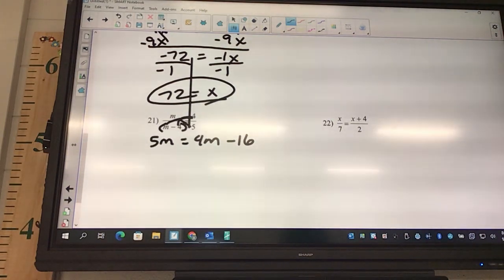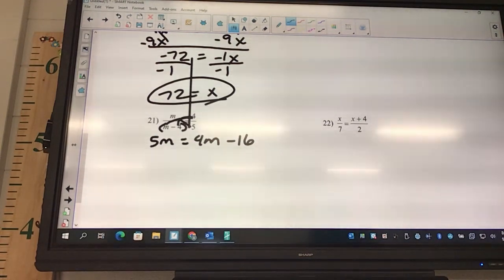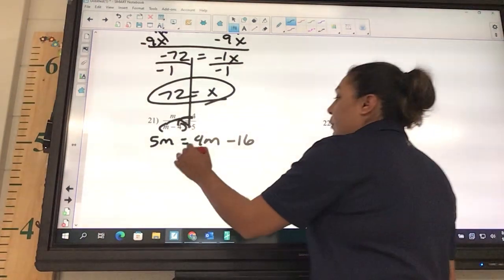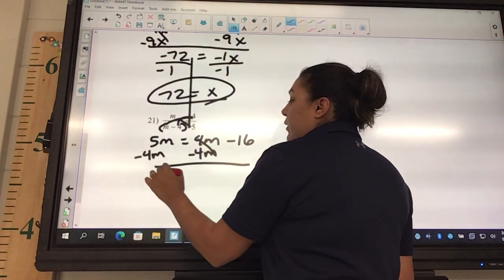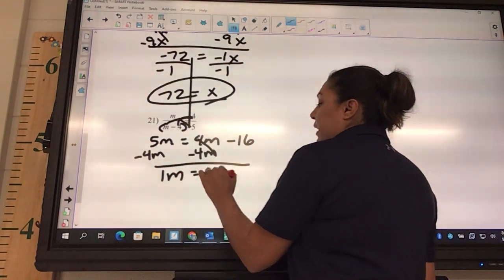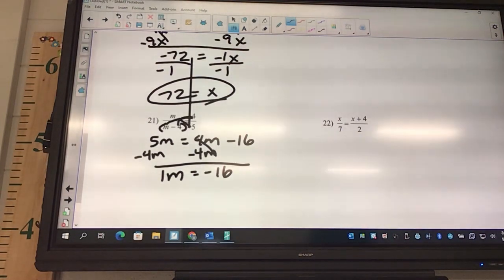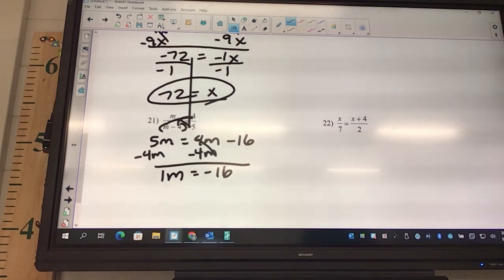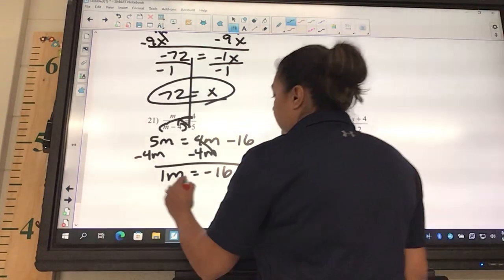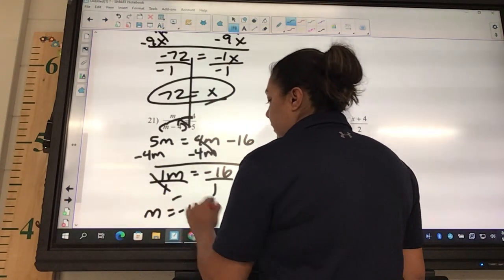What needs moved, or what should we move? The 4m. Okay. So we're going to say minus 4m on both sides. So I got 1m equals negative 16. And our last step is to do what? Divide by the 1. So you're going to get m equals negative 16.